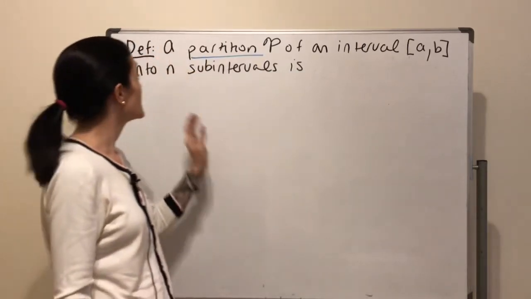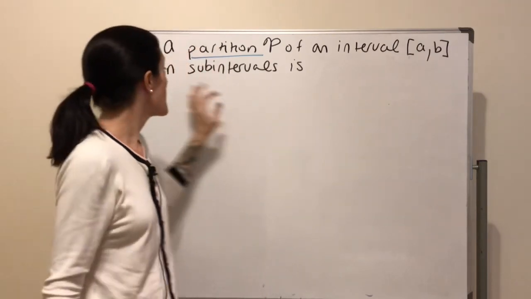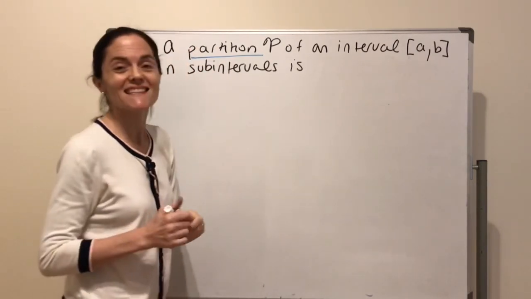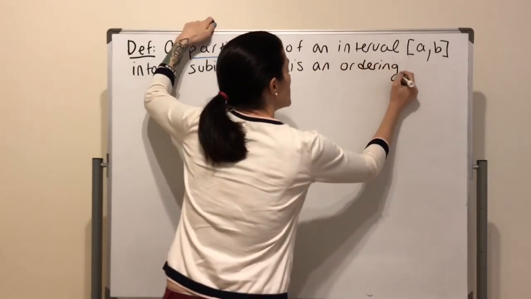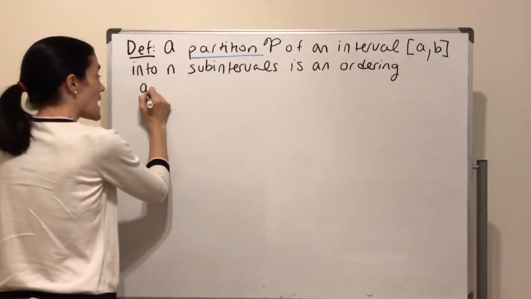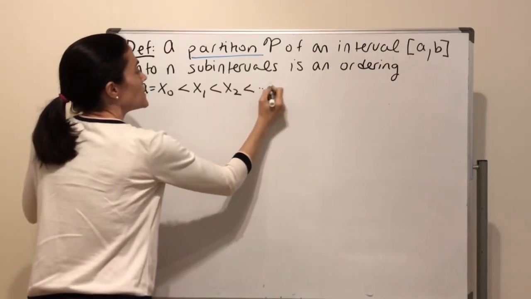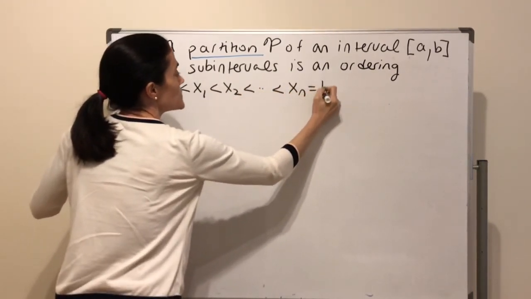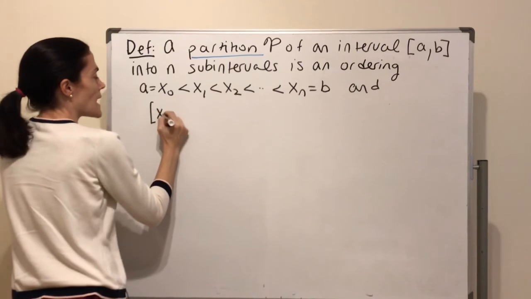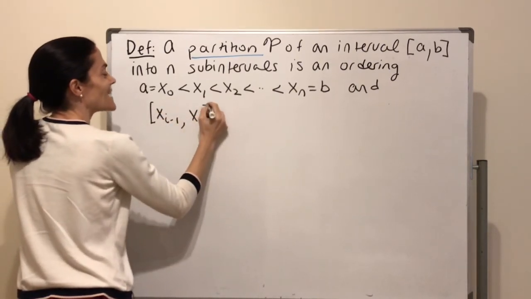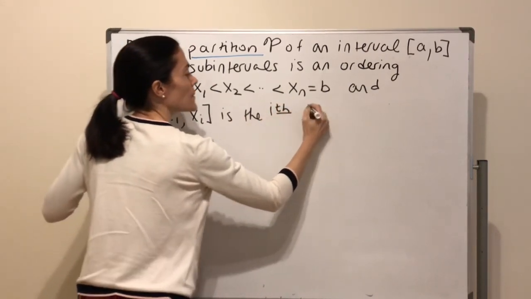First, let's define a partition, P, of a closed interval a to b into n subintervals. This is an ordering where a is x0 less than x1 less than x2 less than all the way out to xn, which is b, and xi minus 1 to xi, this is the ith subinterval.